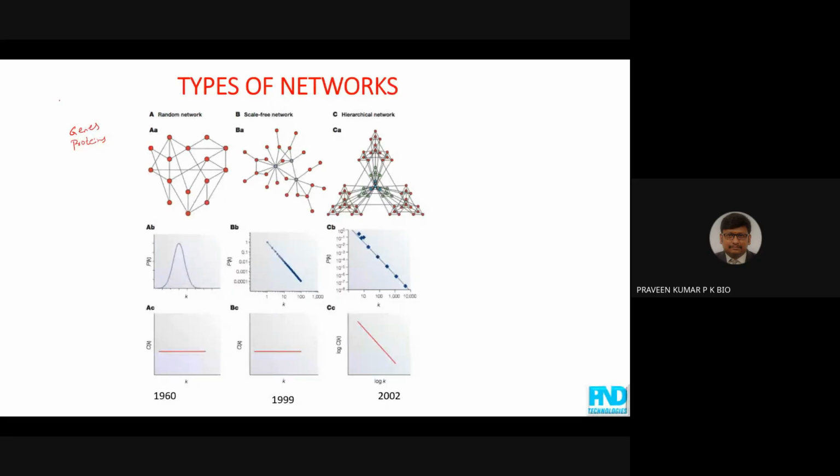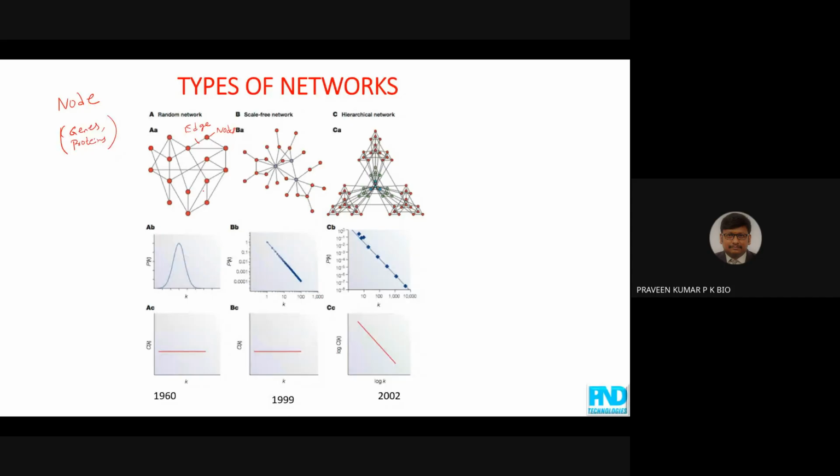So according to the network, we use a term called node. This is what we call a node. The genes and proteins are categorized as nodes here. And whatever line is connecting the nodes is what we call an edge. The nodes are generally genes or proteins, and the edges just connect them.